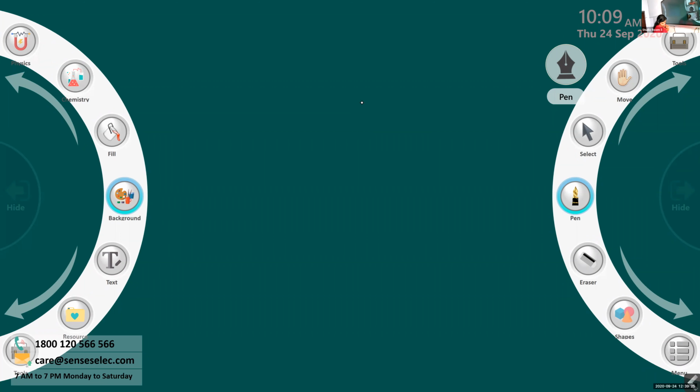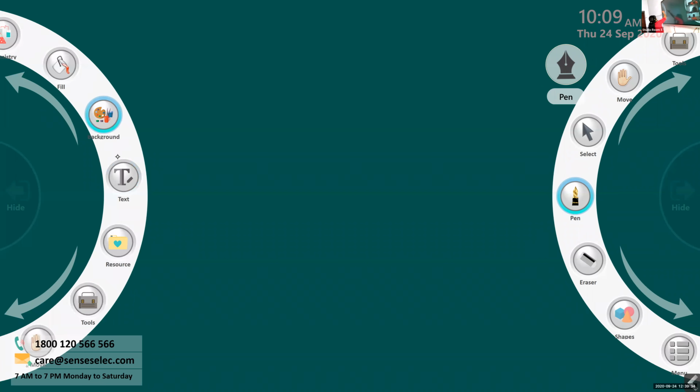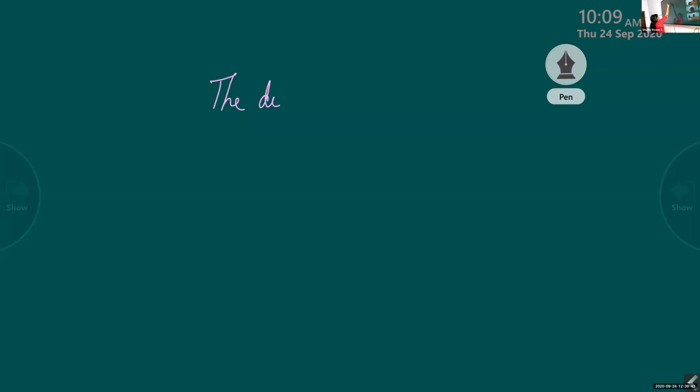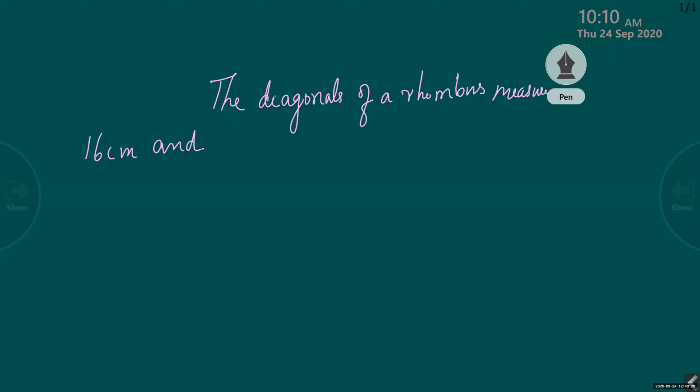The question is this one: the diagonals of a rhombus measure 16 centimeter and 30 centimeter. Find its perimeter. Ma'am, your sound is very low. The diagonals of a rhombus measure 16 centimeter and 30 centimeter. Find its perimeter.